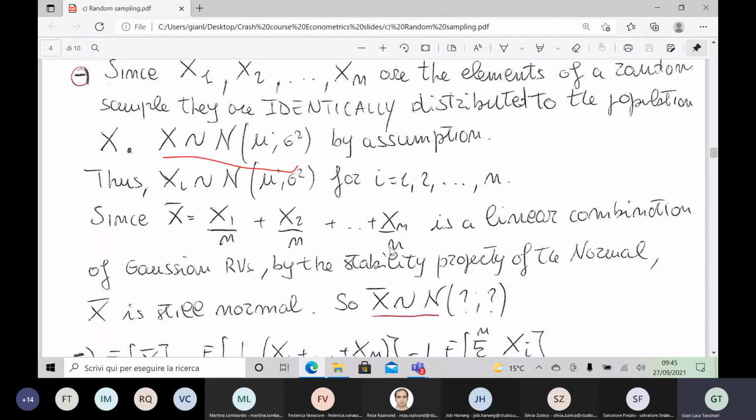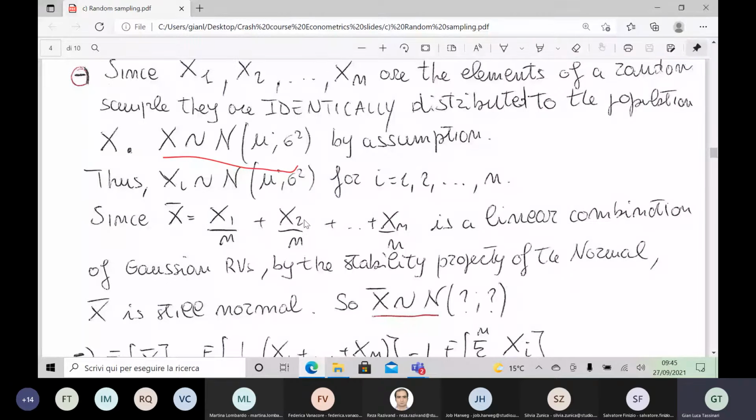X bar, written in this way, what kind of random variable is it? It is a linear combination of 1, 2, n random variables. But these random variables, as I told you, are normal. So x bar, the sample mean, is a linear combination of n normally distributed random variables. So what are the coefficients, guys, of the linear combination? It is like having 1 over n times x1 plus 1 over n times x2.